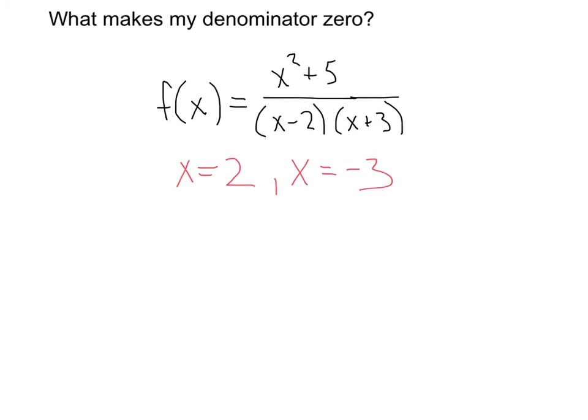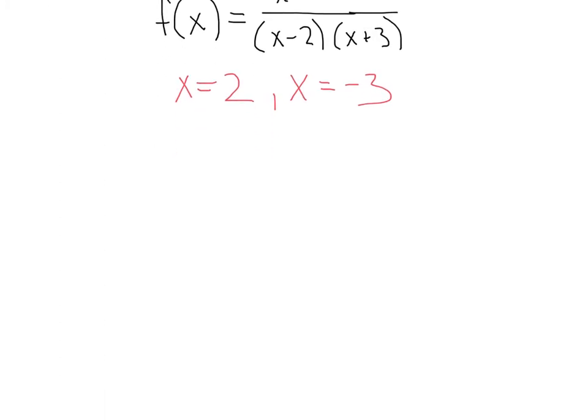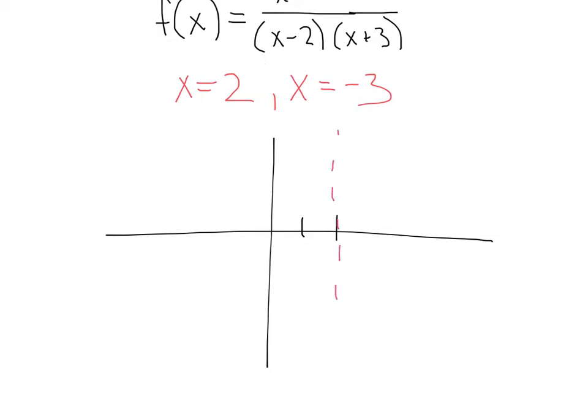So if I was going to go ahead and put these asymptotes on a graph, I would just have the asymptotes at x equals 2. That would be one of my vertical asymptotes. And I'd have an asymptote at x equals negative 3, another vertical asymptote.